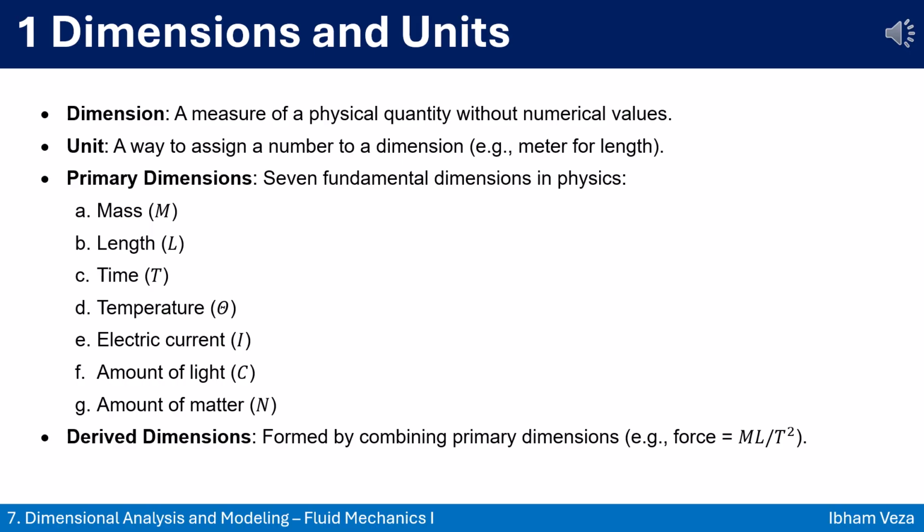Focus on the 7 primary dimensions: mass, length, time, temperature, electric current, light, and amount of matter, N. Everything else, like force or energy, is built from these. Why is this important? Because dimensional consistency keeps your equations valid. You'll also learn how derived dimensions simplify your work and prevent calculation mistakes.